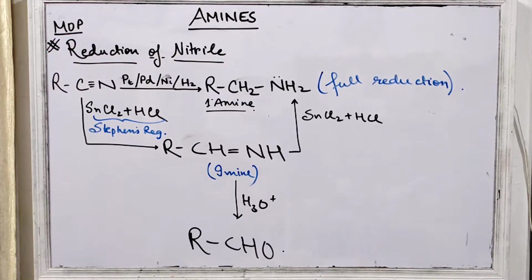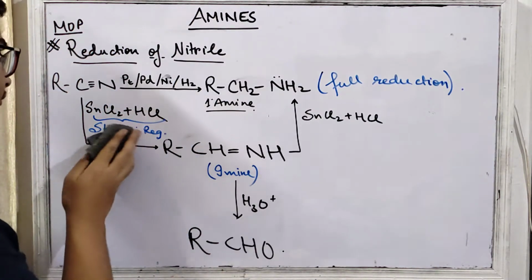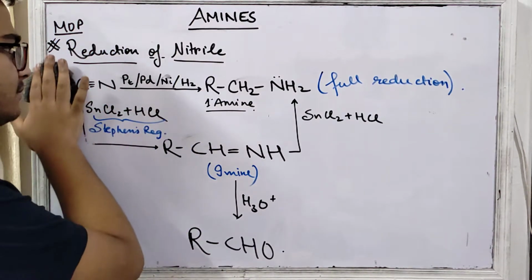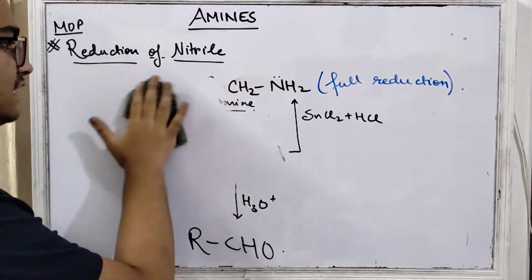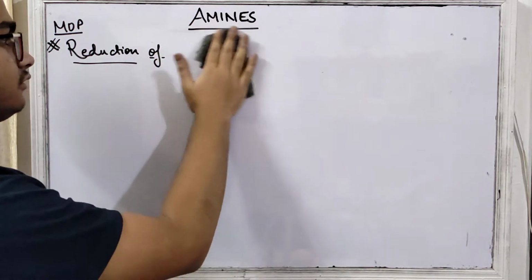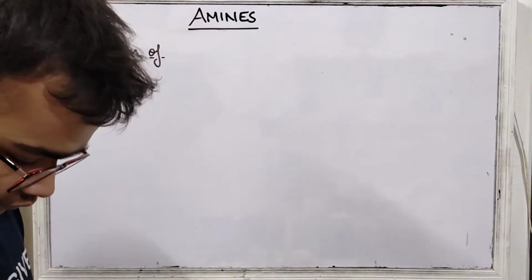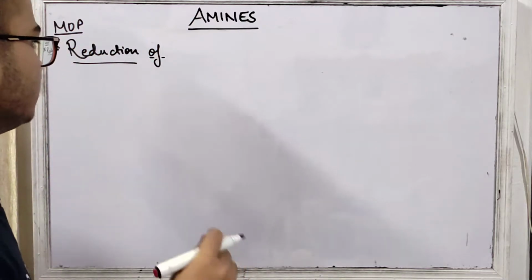So we are going to discuss the reduction of amide. If I ask you to name a strong reducing agent, so what is a strong reducing agent? This one is a strong reducing agent, but apart from this we have lithium aluminum hydride, which is LiAlH4. So, reduction of amide.